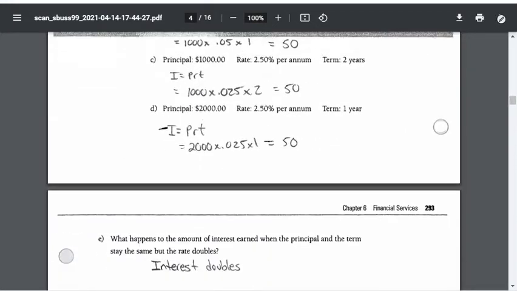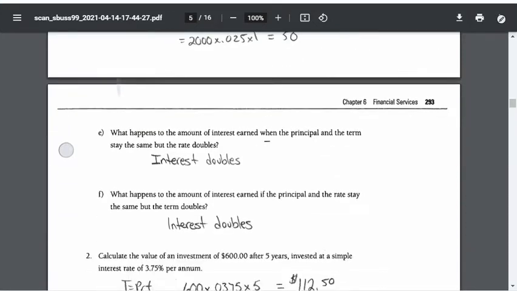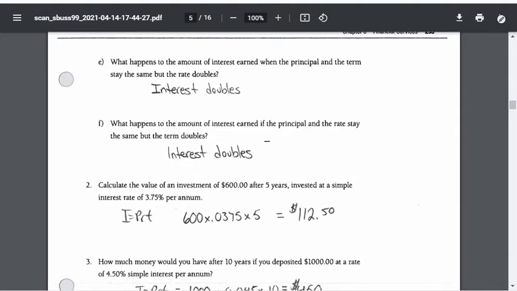We take a look going further. Fourth one, same idea. B, you've got 0.025 times 2,000 times 1. And they're asking here, when you move on, it says what happens to the amount of interest earned when the principal and the term stay the same, but the rate doubled? Well, if you're doubling the rate, your interest doubles.